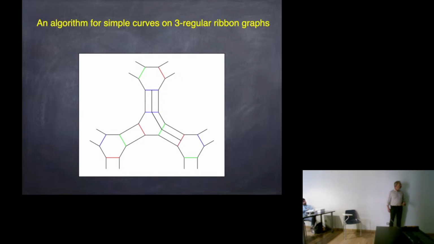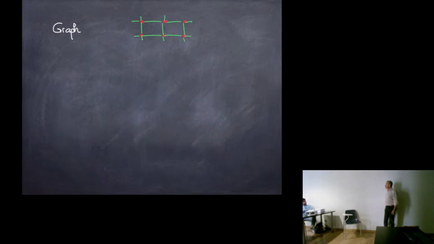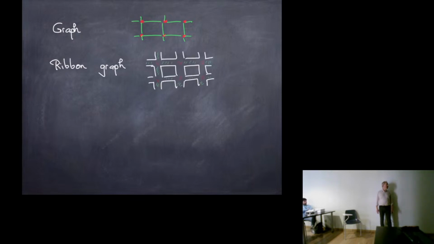I don't know whether I want to explain what you see, but I try. So, the thing is about graphs. This is a graph. And then what's a ribbon graph? A ribbon graph is the same graph, but you make it a little bit thick. So instead of thinking of lines that you draw, you think of paper strips.